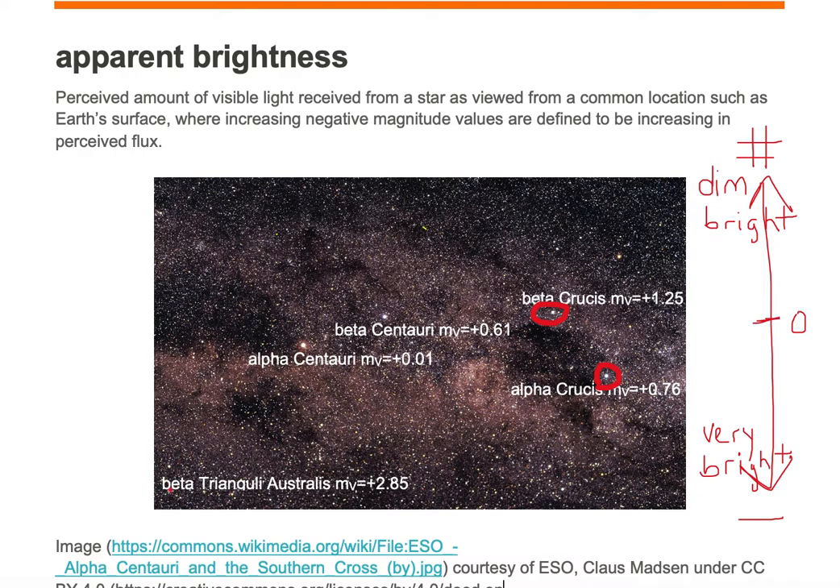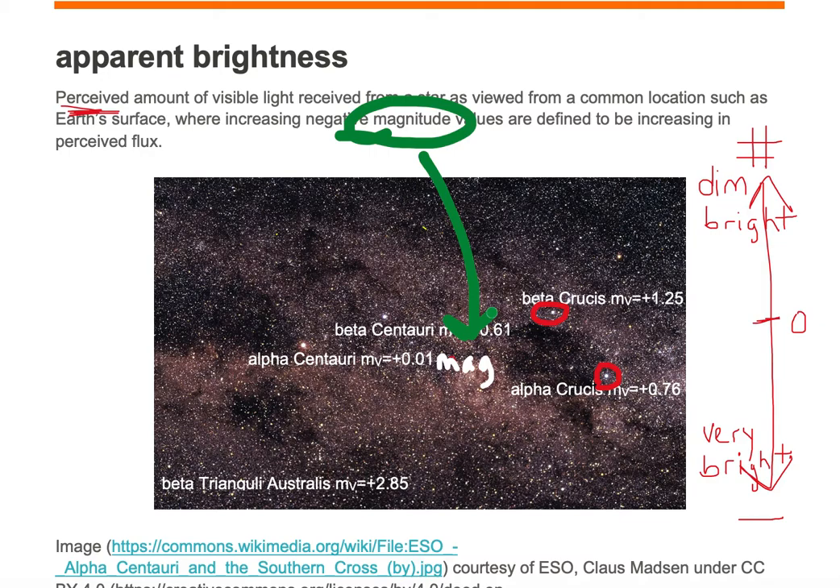Now, this is all based on your eyes, so it's your perceived brightness. It's not the true brightness of the light leaving the star because we don't know how far away these stars are. We're only looking at the amount of light that reaches us here on Earth, regardless of where they are in space. We don't care. So it's our perceived values. And the last thing you need to know is that the unit after each one of these numbers is magnitude. So hence you see in the definition the word magnitude in it. It says increasing negative magnitude values. That's what we mean here. The magnitude is the unit.